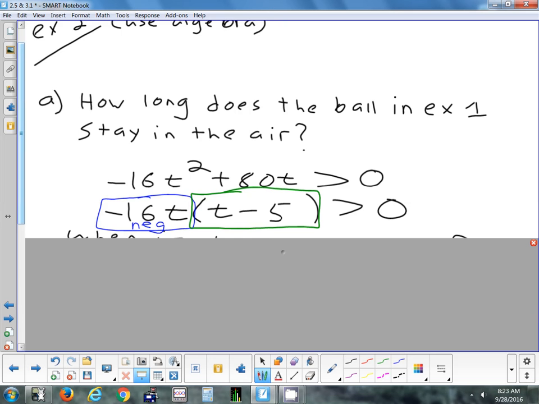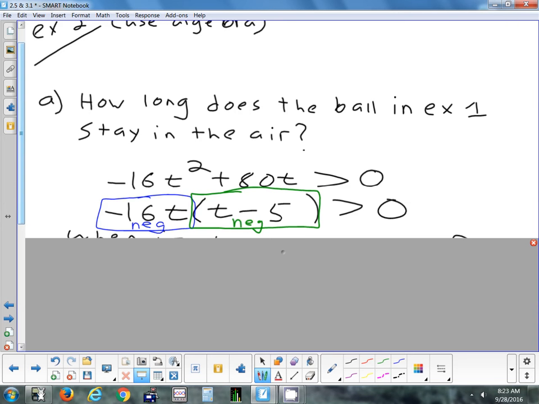A positive number greater than 5. It's going to be negative. Negative times negative is positive. Right, this has to be negative. Okay, what's inside that green box, it's got to be negative. If it's not, you'd have a negative times a positive, and that's not greater than 0.